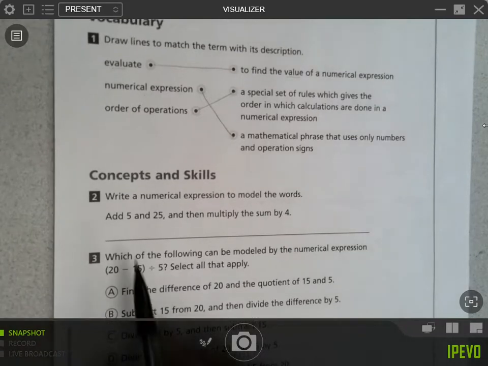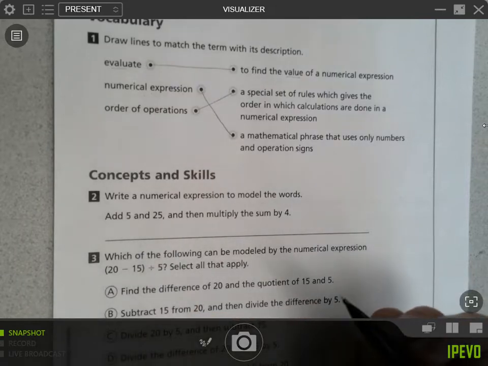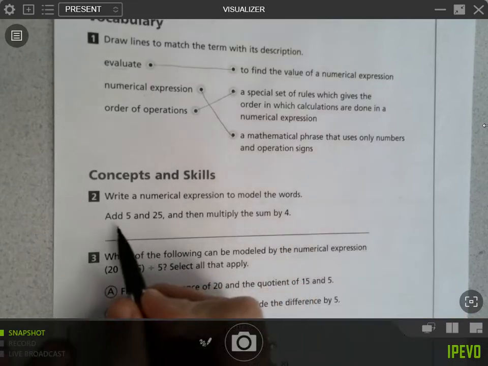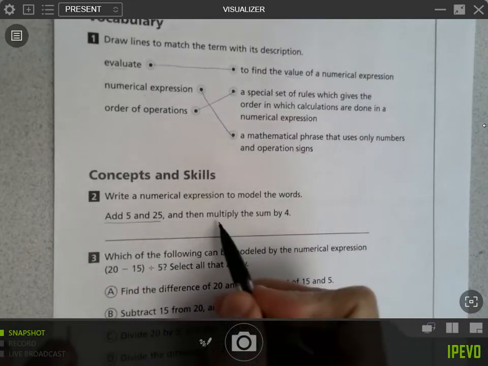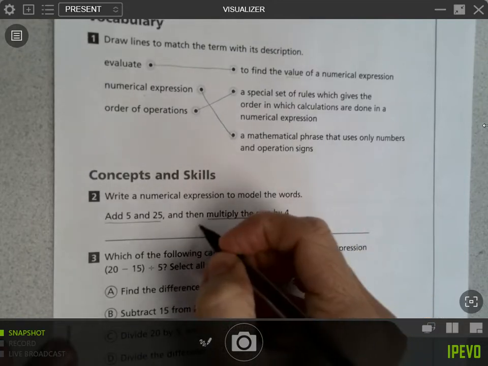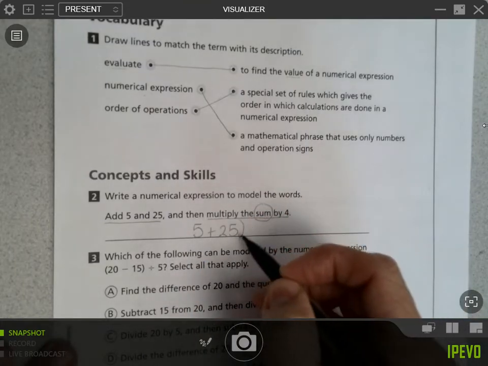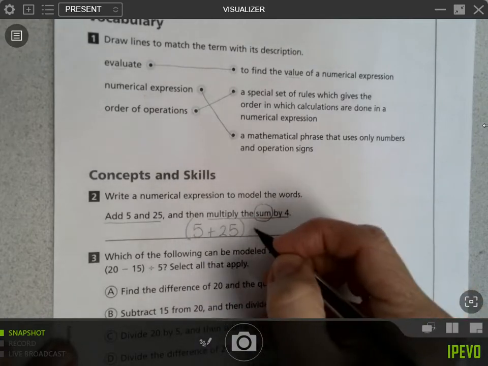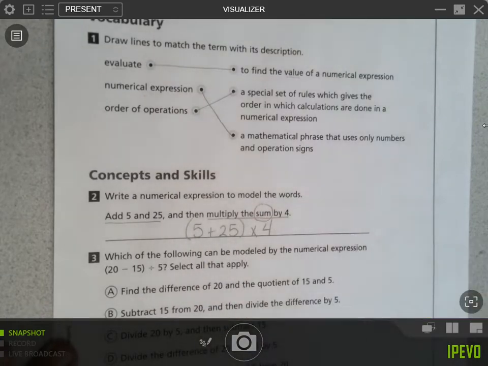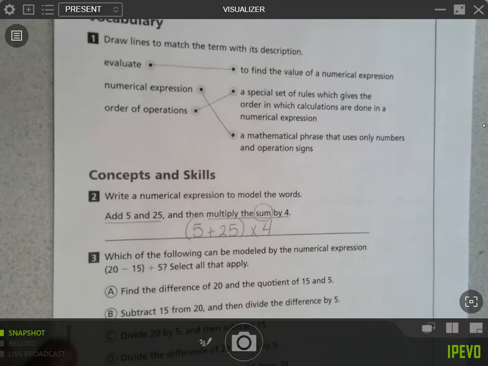Here we have write a numerical expression to model the words. Add 5 and 25 and then multiply the sum by 4. So if we're going to add 5 and 25, if we need to get the sum, I'm going to put that in parentheses because then we're going to multiply by 4. Without those parentheses, I would be doing a multiplication step first. So the parentheses are important.